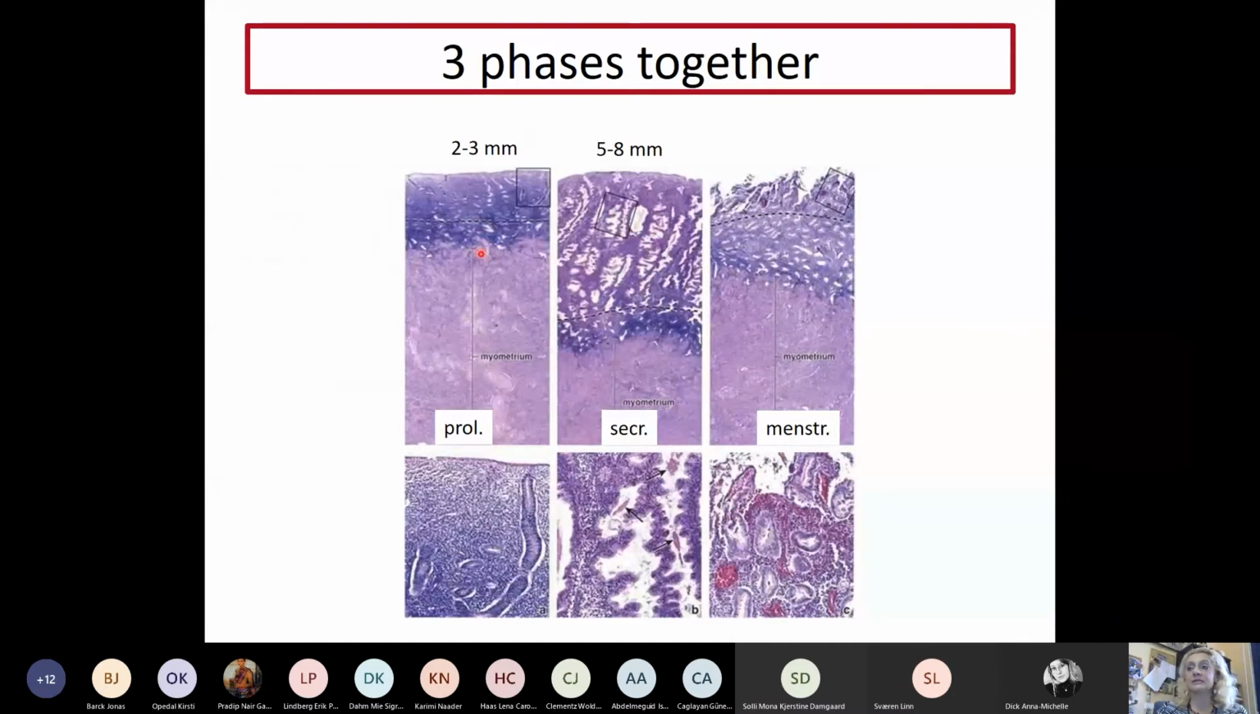Here you can see that there is a significant growth in thickness during the cycle, so 2-3 millimeters during the proliferative stage, and then further growth during the secretory phase. But this growth is mainly not due to proliferation, but due to further growth of the cells themselves. The cells secrete.